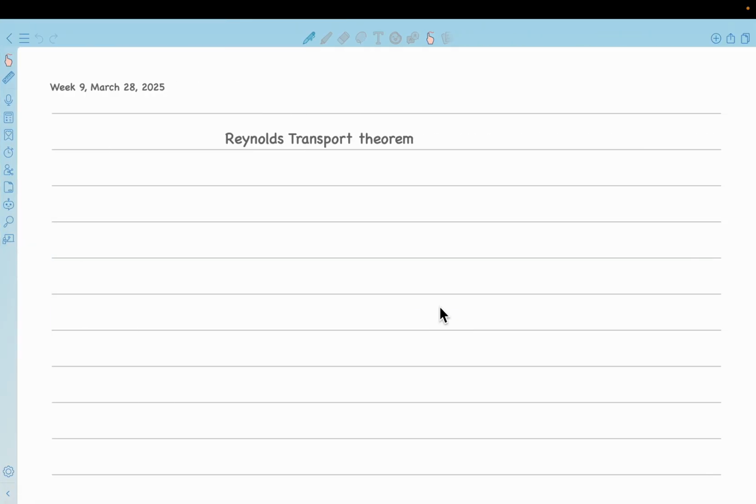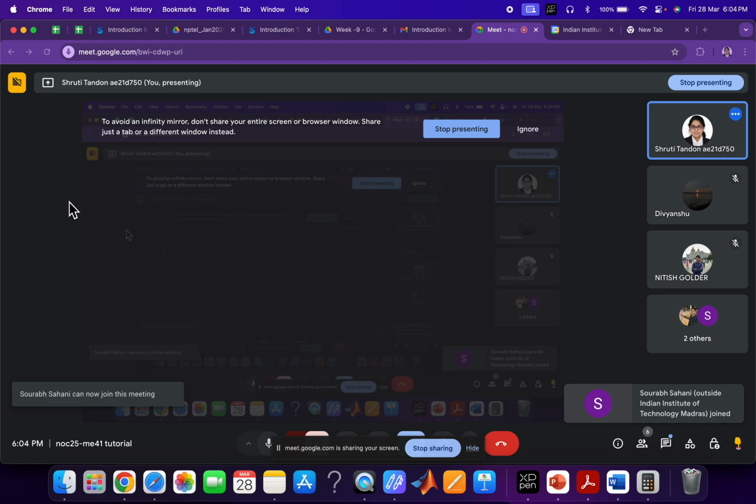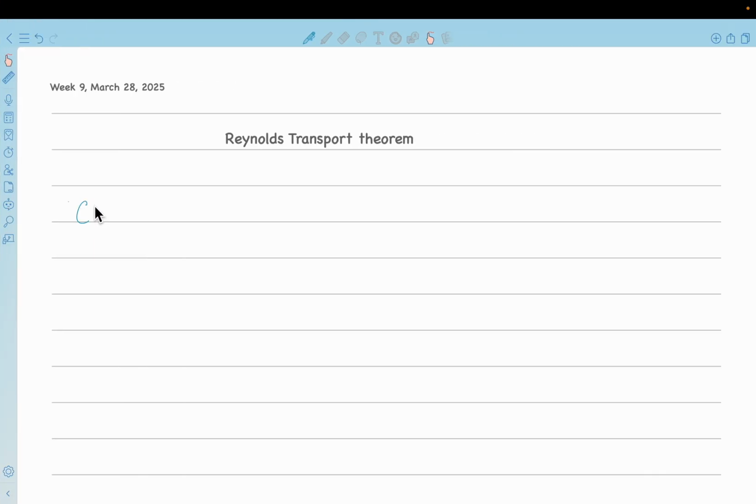So today we'll discuss the Reynolds transport theorem. If you have any questions in between, just stop me and we'll discuss it in more detail. Now, at the outset, let me say Reynolds transport theorem is useful when you want to study the relation between the system's perspective, the control mass perspective, and the control volume perspective. So first, can you tell me what is control mass versus control volume?